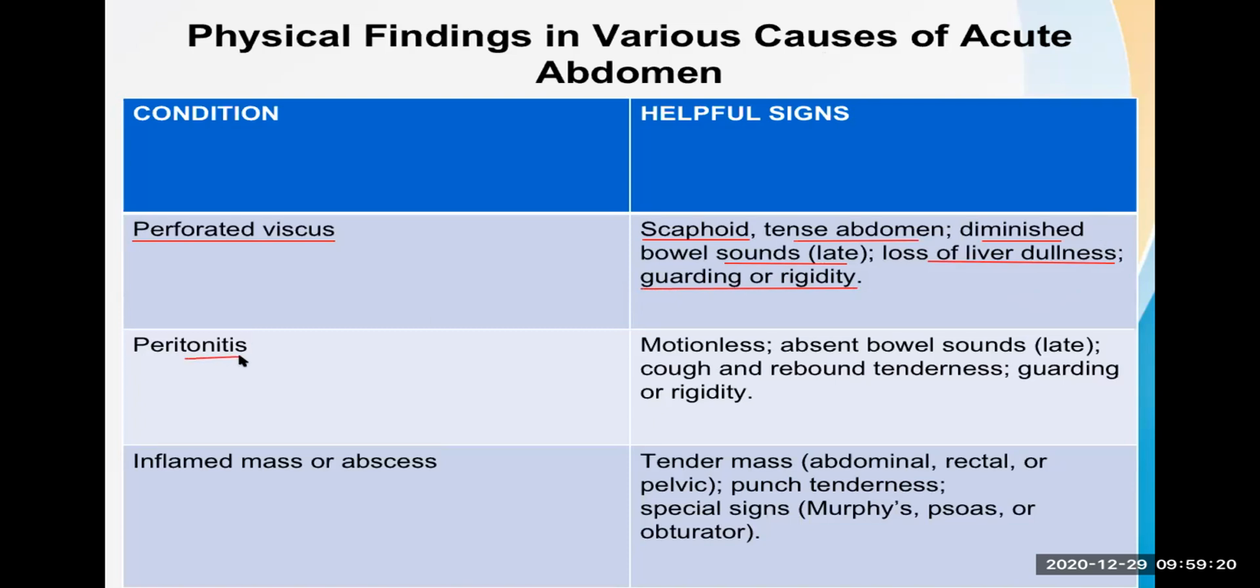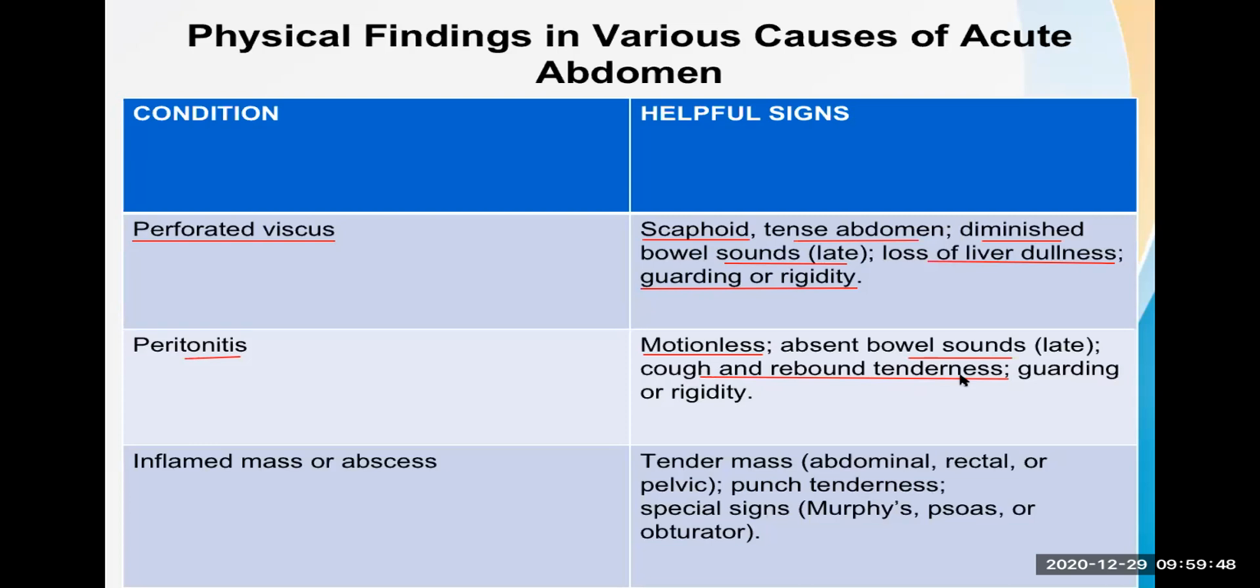Now, if it is a bacterial type of peritonitis, the patient is motionless because this is a very painful condition. The patient doesn't want to move because movement will cause pain. There is absent bowel sound. Cough tenderness means when the patient coughs, there will be pain. That is the meaning here. And rebound tenderness is strongly positive in peritonitis because the parietal peritoneum is inflamed.